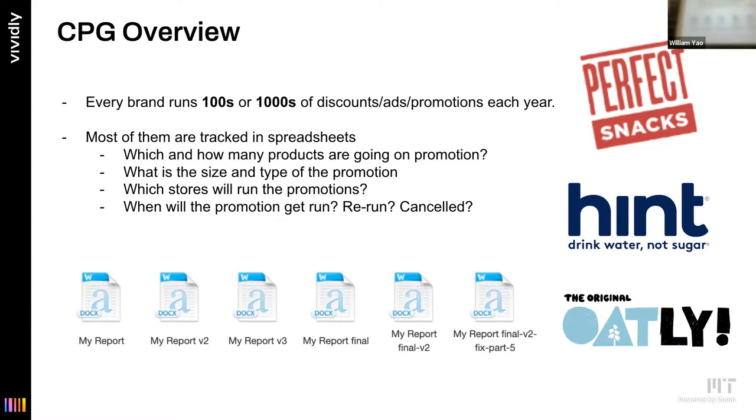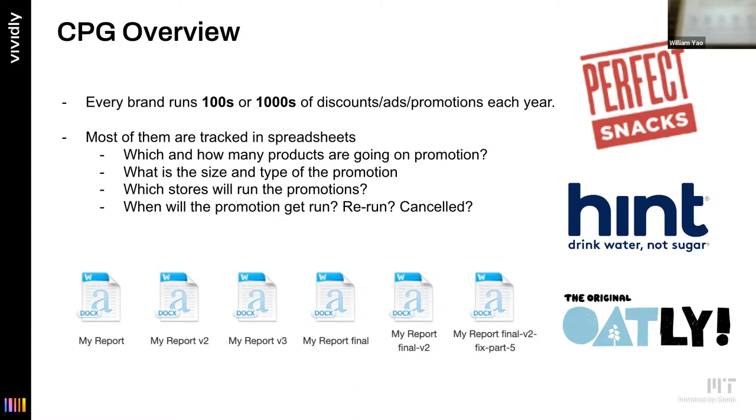So some of the questions that these businesses have to ask themselves are which and how many products are going to go into promotion. So your favorite brands, like if you like the chocolate or the vanilla or the creamer or any of their products, when should those go into promotion and where?